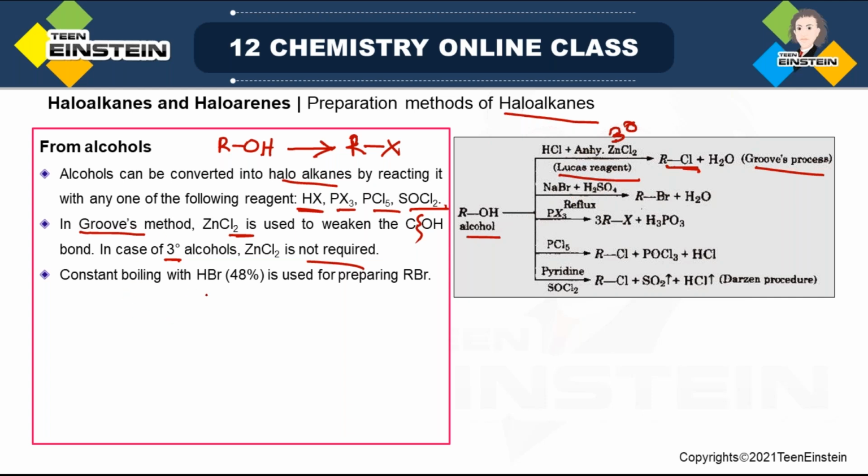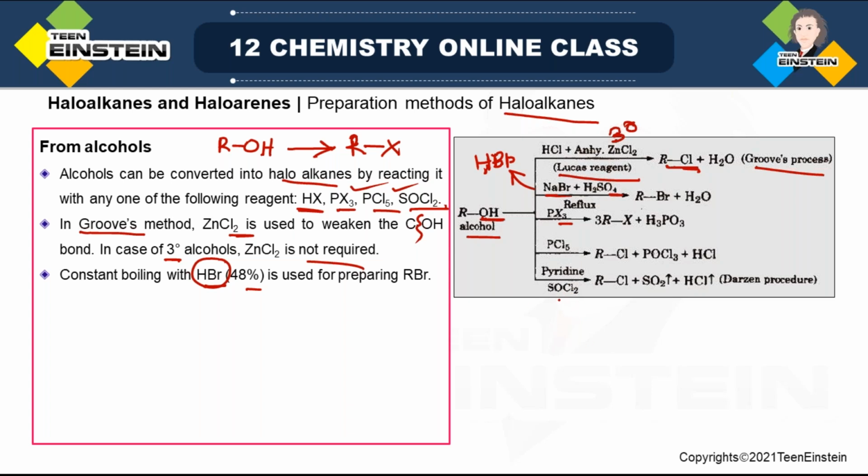Next method: constant boiling with 48% HBr, which you can use if you want to make RBr. It is not necessary to use HBr directly. You can also use a mixture of NaBr and H2SO4, because in an acidic medium with H2SO4 and NaBr, HBr can easily be generated in the reaction medium, which is actually the actual reagent. So OH is replaced by Br. Then PX3, as mentioned here, then PCl5 and SOCl2 with pyridine.